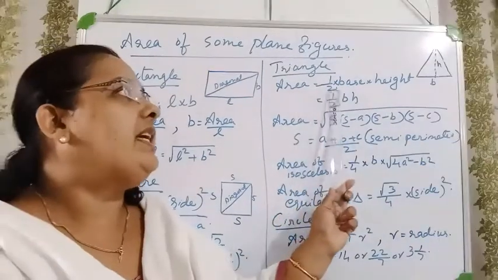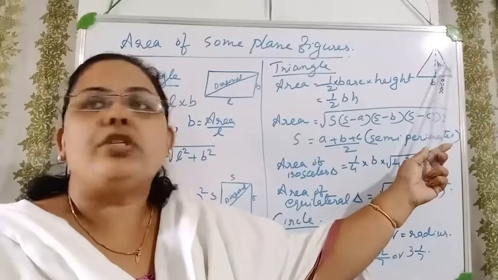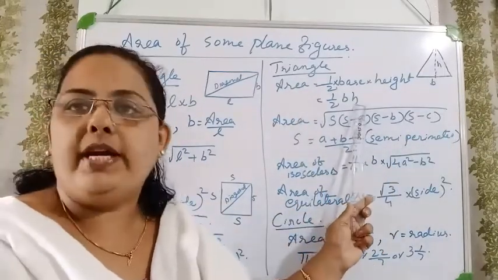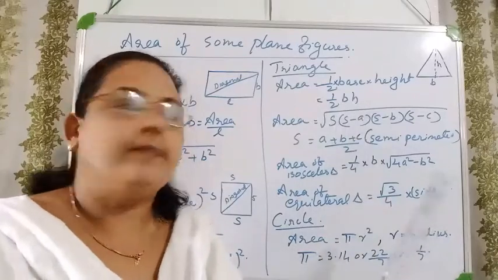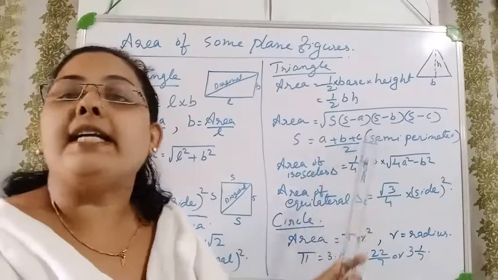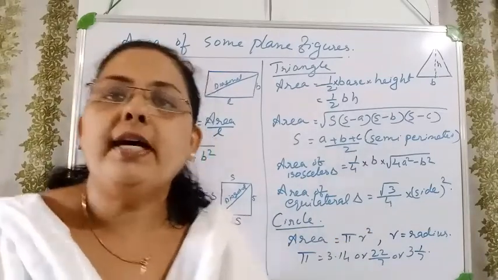So area is equal to half base into height. Here B is the base and H is the height of the triangle. Then area is equal to half BH. This you already studied last year. Now the new one what you are studying is area if three sides are given. Triangle, three sides are given. How to find the area?